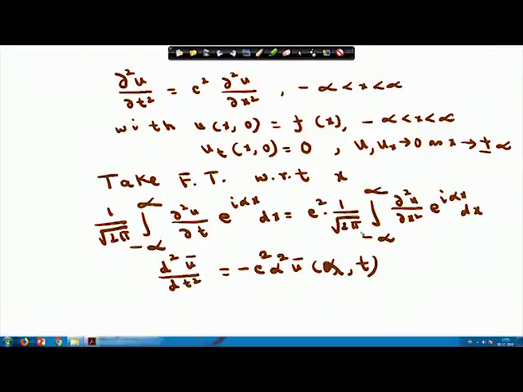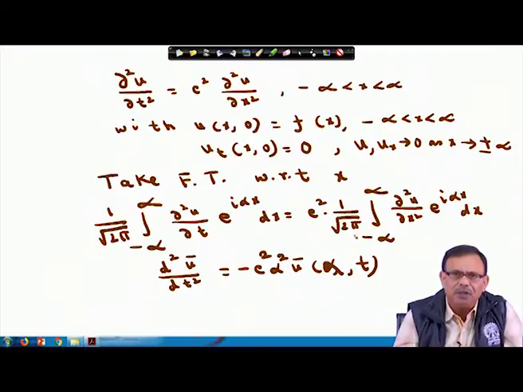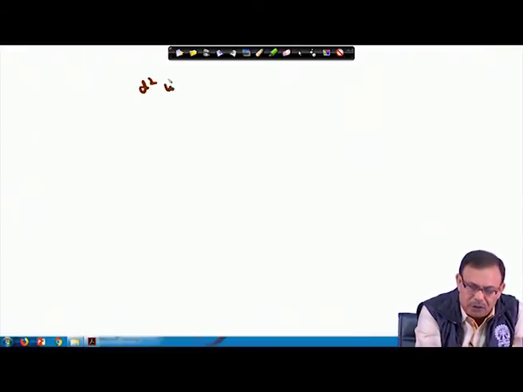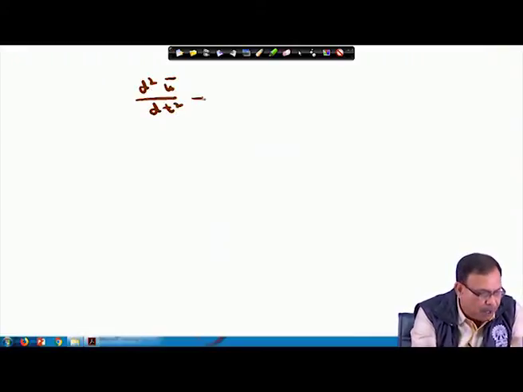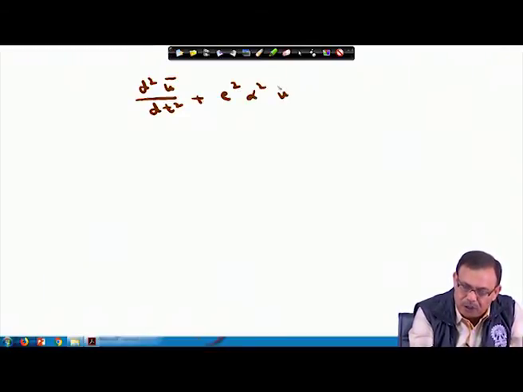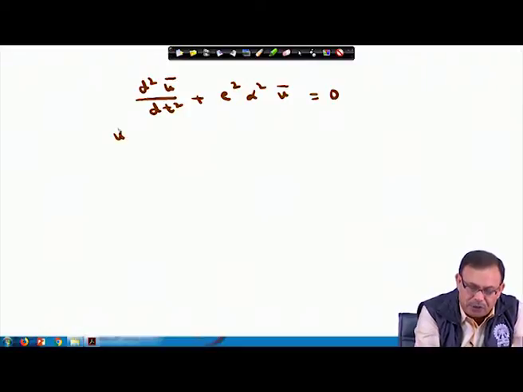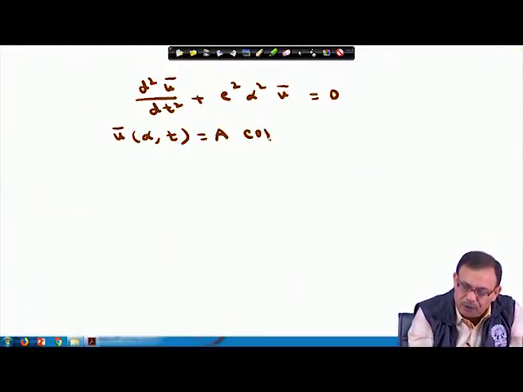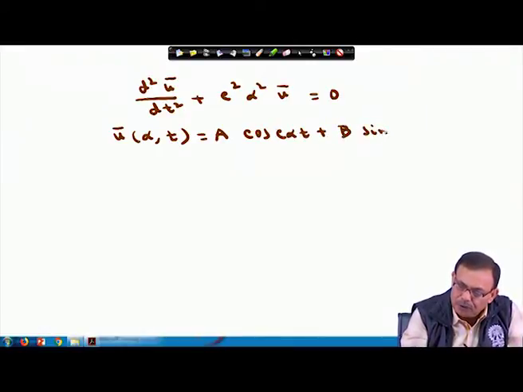This I have not written because you can check it on your own using the earlier problems. In the same fashion, if you proceed, you will obtain this equals minus c square alpha square into u bar of alpha, t. So, your given ODE will be d square u bar dt square plus c square alpha square u bar equals 0. And its solution you can write down: u bar of alpha, t is nothing but a cos of c alpha t plus b sin of c alpha t, where a and b are constants.